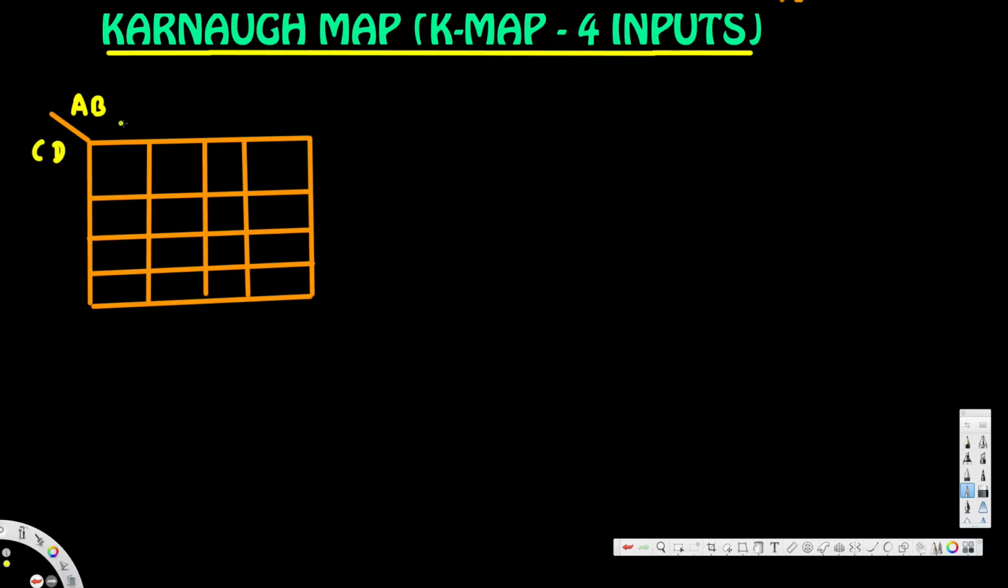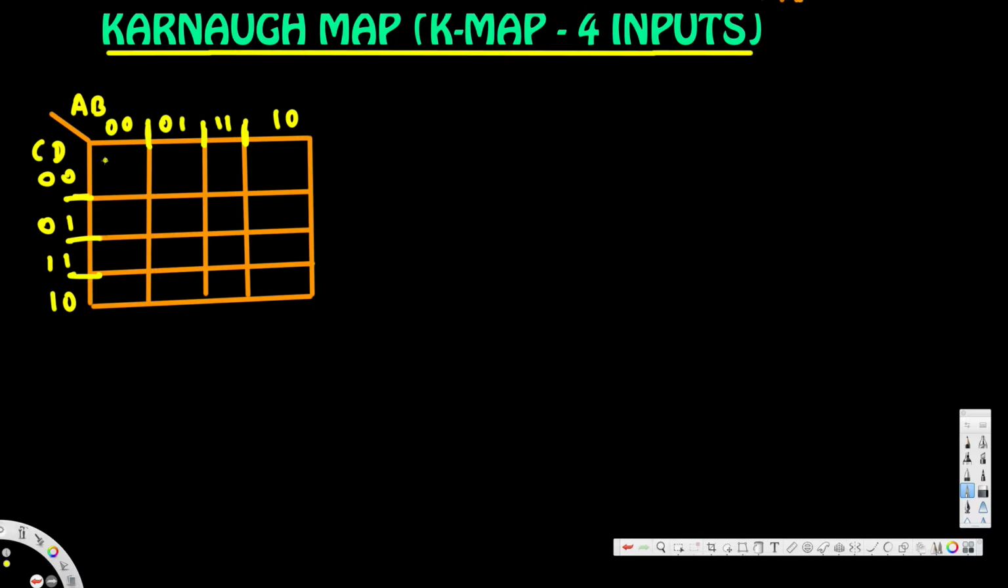Now when we do a K-map, these are going to be the numbers. We are going to have 0 0, 0 1, and then 1 1, 1 0. In the bottom we are going to have the same thing, 0 0, 0 1, 1 1, 1 0. Now we have to go in order of a, b, c, d.